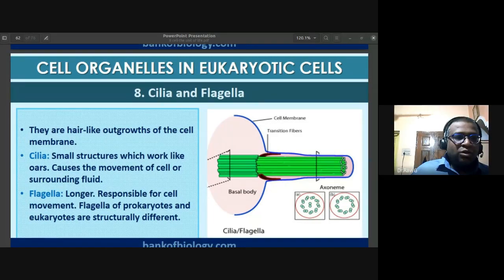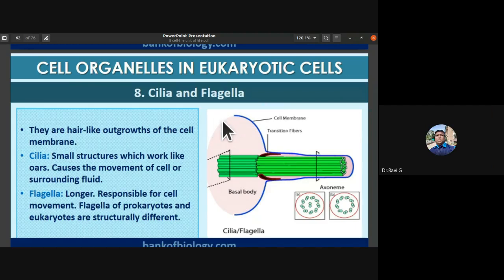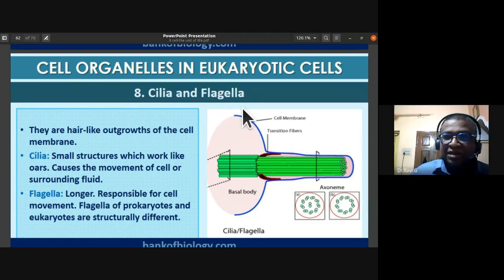So in today's topic, we'll be discussing the locomotor structures, cilia and flagella in the cell. How does their structure look? We will be studying the ultrastructure of cilia and flagella. They have asked many times for the diagram of flagella with an explanation.